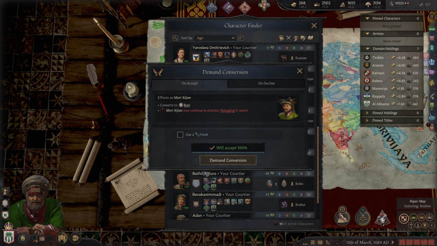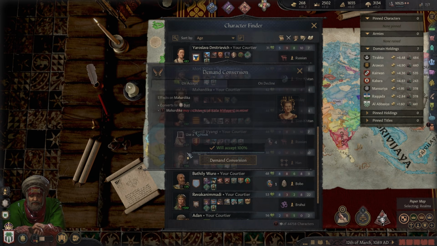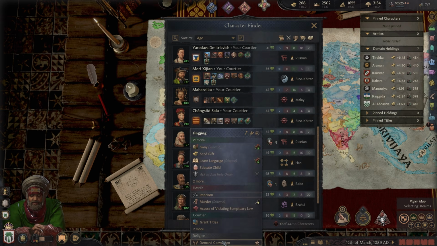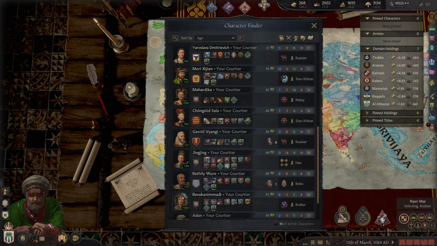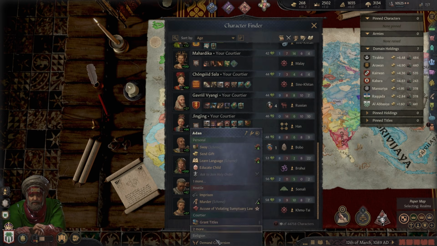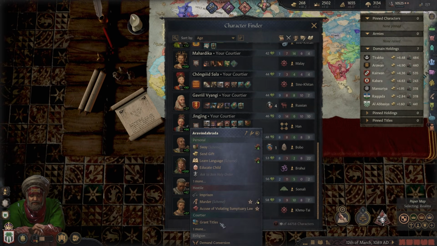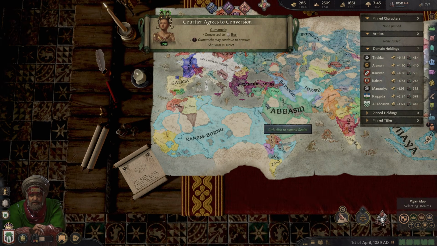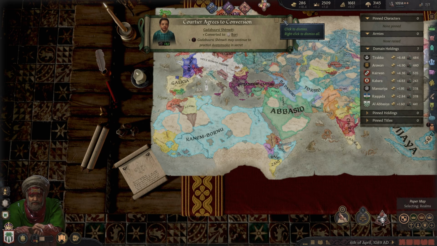Right. Here. Just keep converting people. We're going to do the same thing with our vassals in a second, but I thought I'd start with court because that's what we were already on. Yep. And yep. Okay. Let's go. Some said no. Oh, okay.